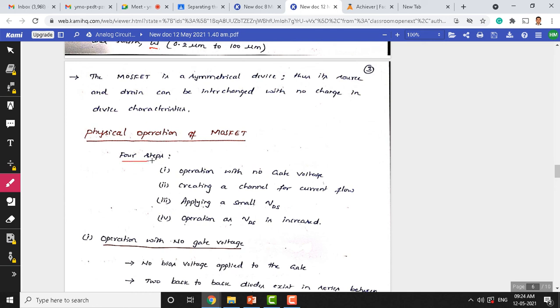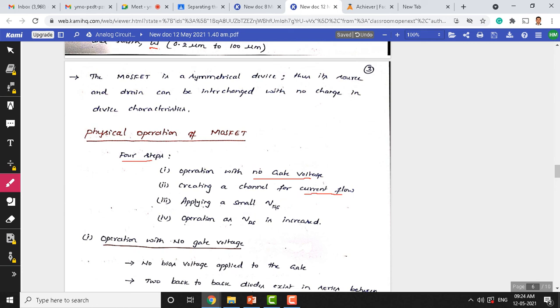What are the 4 steps? Number 1 is, let's try to understand MOSFET without applying any gate voltage, with no gate voltage. Second is operating MOSFET by creating a channel for the current flow. We just create a channel. We will see what voltages create a channel, and whether creating a channel alone conducts current within the device or not.